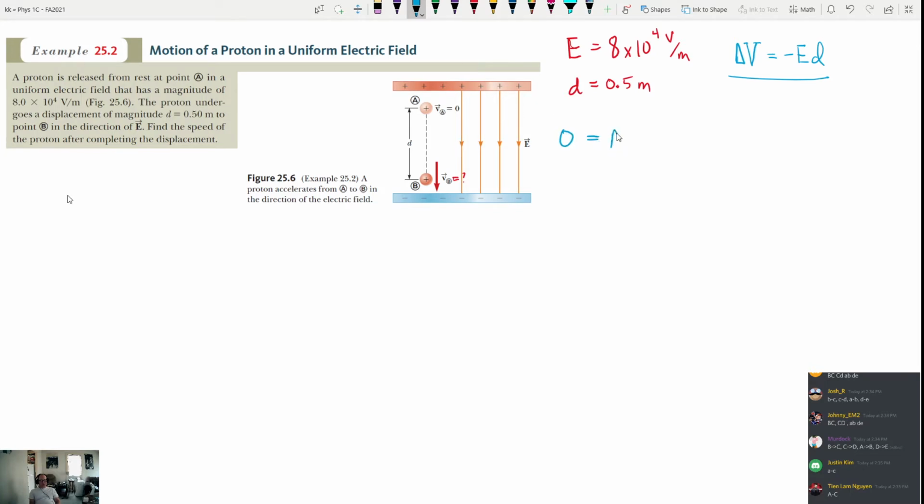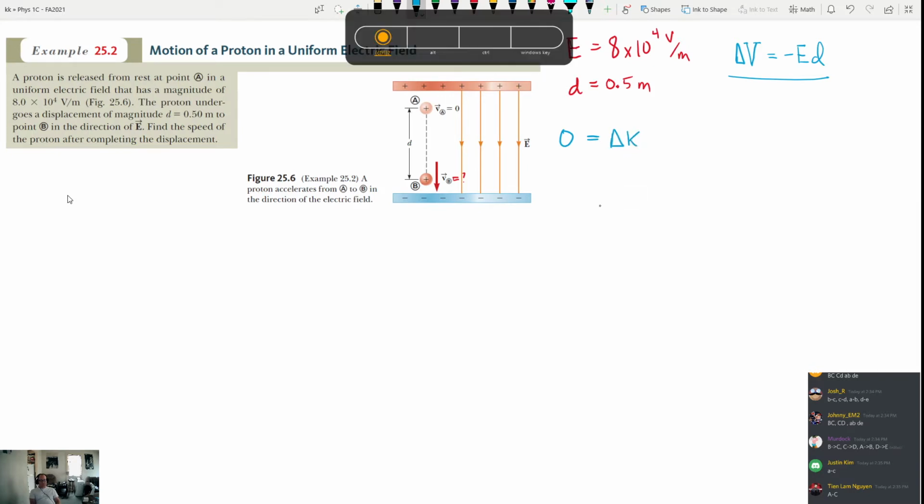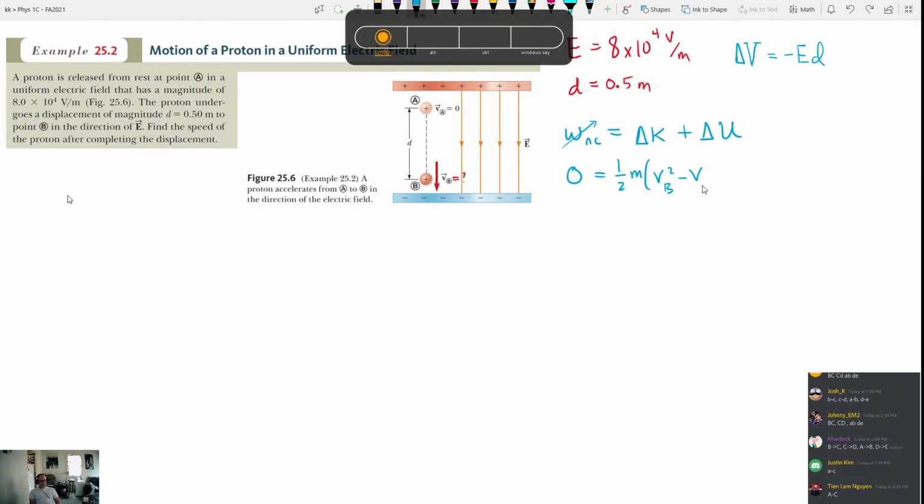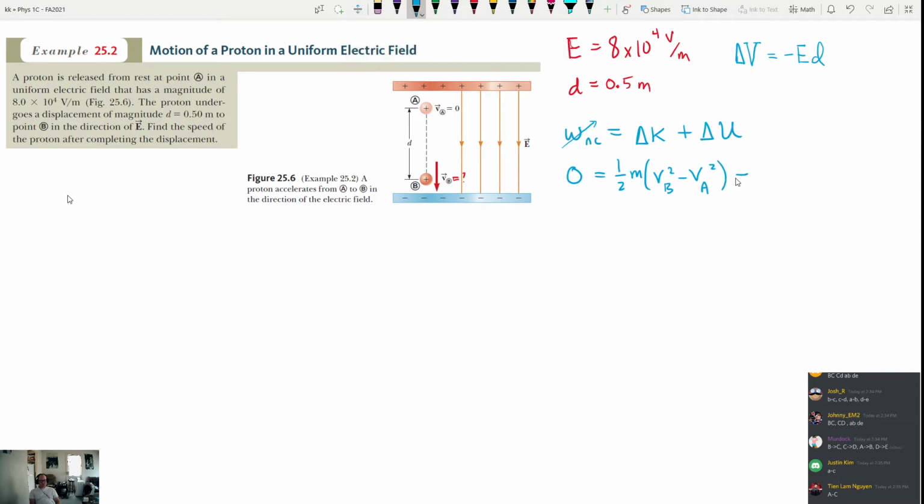The other equation that I'm going to use is from Physics 1A. The energy equation, which says that the work done by non-conservative forces is equal to the change in kinetic energy of the system plus the change in potential energy. In this case, the only force that's acting is the electric force. The electric force is a conservative force, so we have the left-hand side equal to 0. Change in kinetic energy is 1/2 mass times final velocity squared, which is VB squared, minus V initial, or velocity at A squared. And this should be equal to delta U.